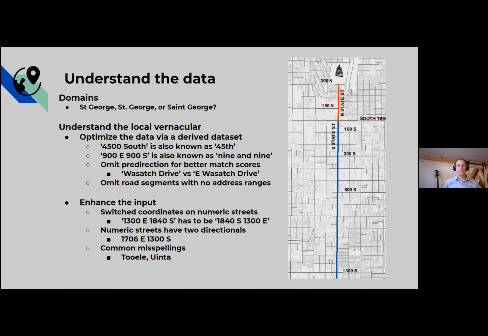And then omitting segments without address ranges at all. That lightens up the database a bit, adds less confusion, and you would never geocode off of that anyway. So again, just optimizing things.